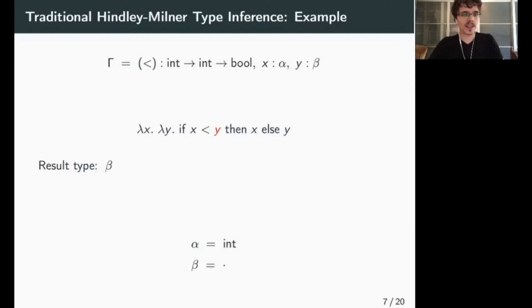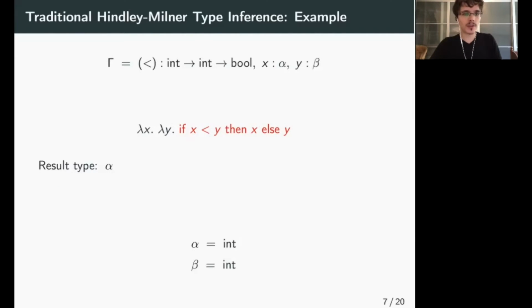Variable y has type beta and it's used on the right-hand side of the comparison operation, so we unify beta with int. Then we consider the branches of the if statement. The first branch has type alpha. The second branch has type beta. And since the if-then-else must return a single type, we unify alpha and beta, which is the same as unifying int with int and is trivial.